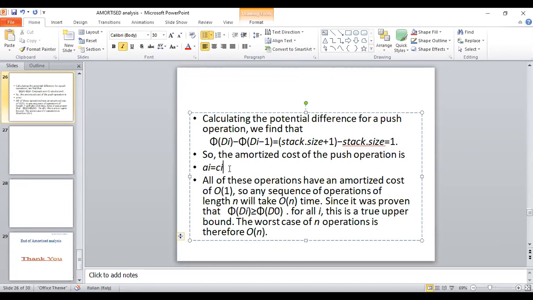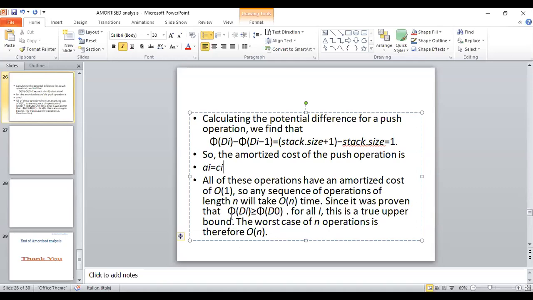That is the total amortized cost. All of these operations have an amortized cost of big O of 1. So any sequence of operations of length n will take O of n time. When you consider any sequence of operations of length n, that is O of n time. Since it was proven that phi of di is greater than or equal to phi of d naught for all i, this is a true upper bound. The worst case of n operations is therefore O of n.